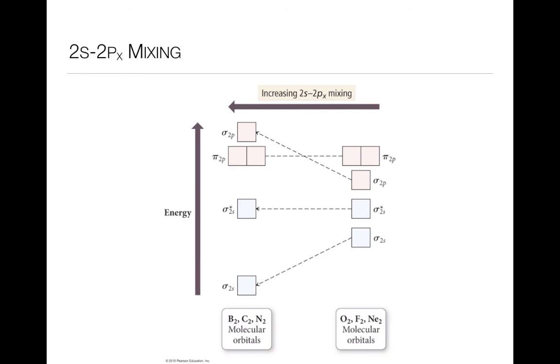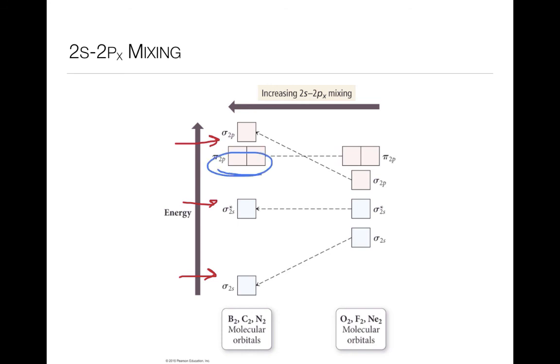Now we mentioned this 2s, 2px mixing, and this is really important before we look at the order of how everything goes. If we look at how the orbitals go by energy, what we see for boron, carbon, and nitrogen is once we hit the sigma 2s, that bonds nicely here. We've got our sigma 2s star here, but you do get some s and p mixing of the atomic orbitals for this sigma 2p in boron, carbon, and nitrogen. And so as a result, the sigma 2p is higher in energy than the pi 2p.